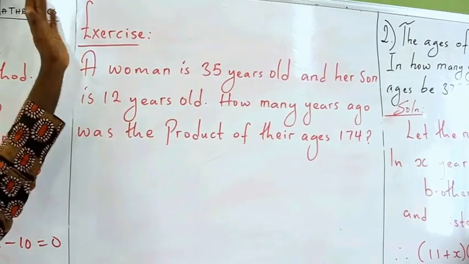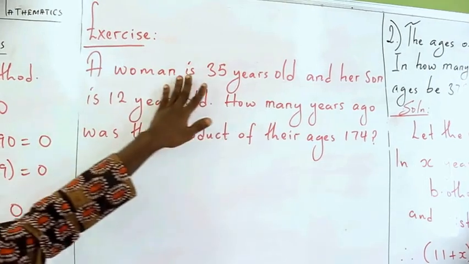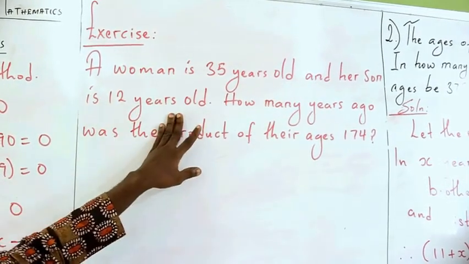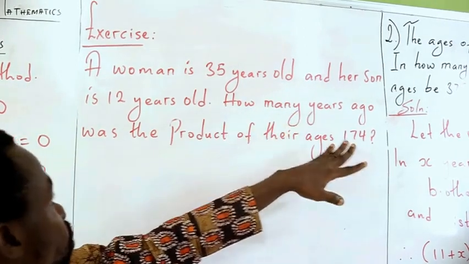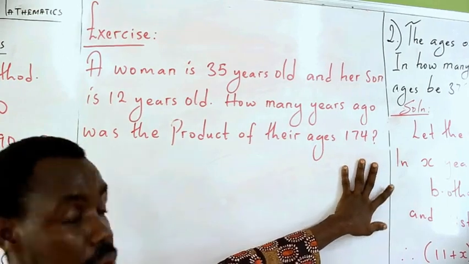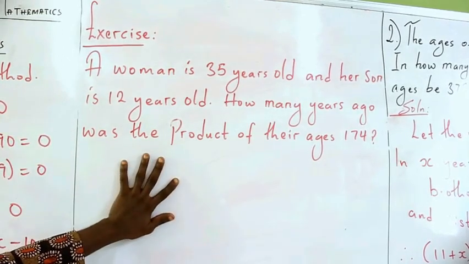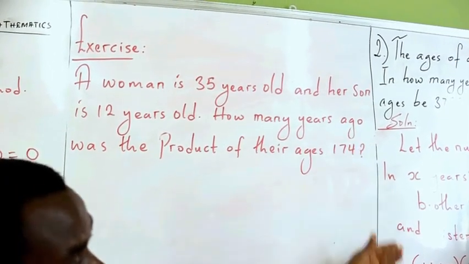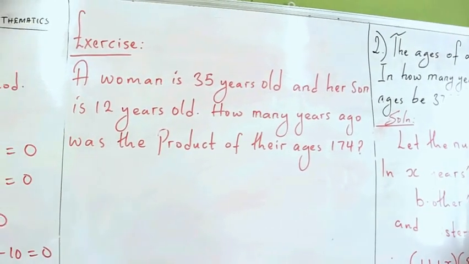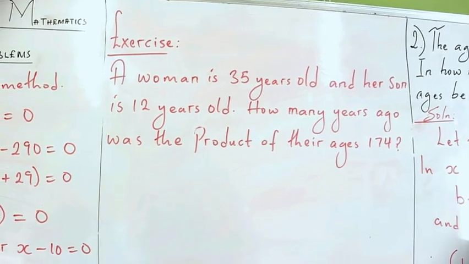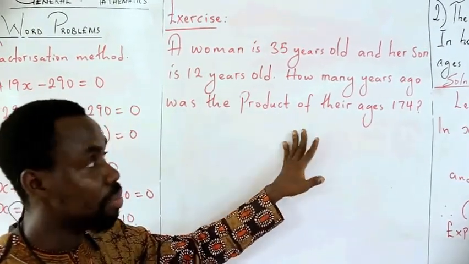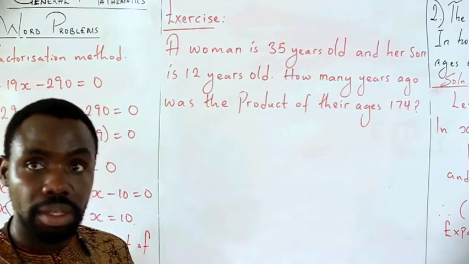Here's an exercise. A woman is 35 years old and her son is 12 years old. How many years ago was the product of their ages 174? This given question is related to the question 2 solved earlier, and I believe you should be able to interpret and then solve correctly. After solving the given exercise, make sure you type in your answers in the comment box.